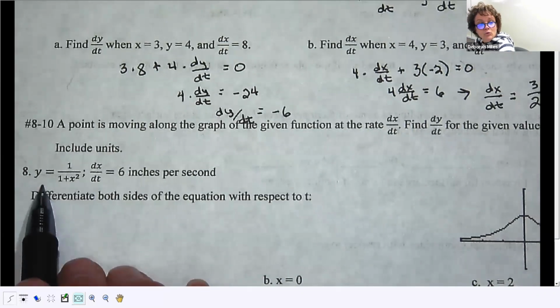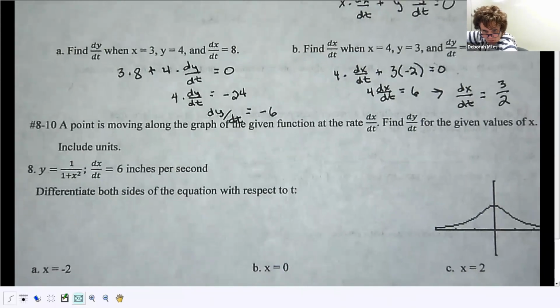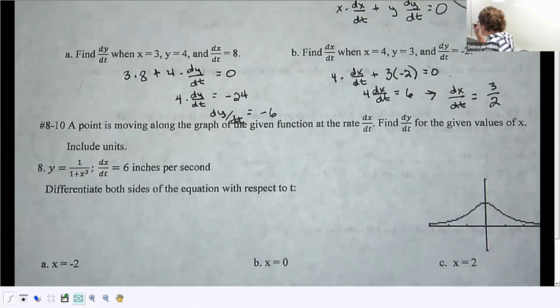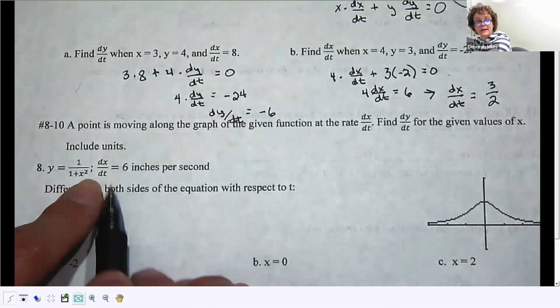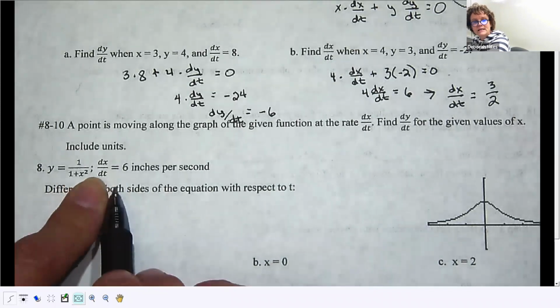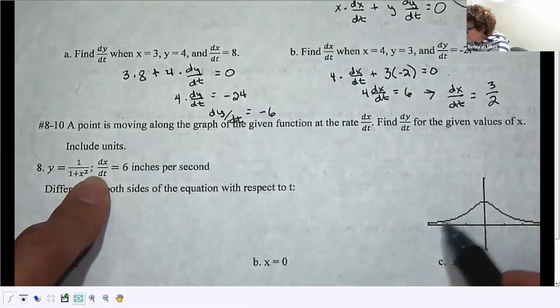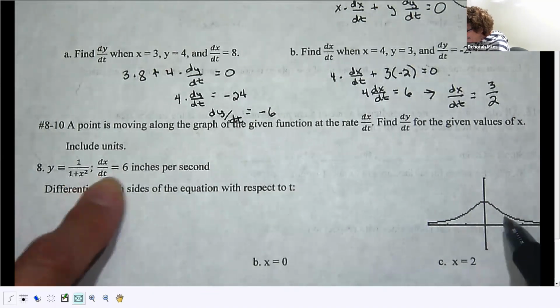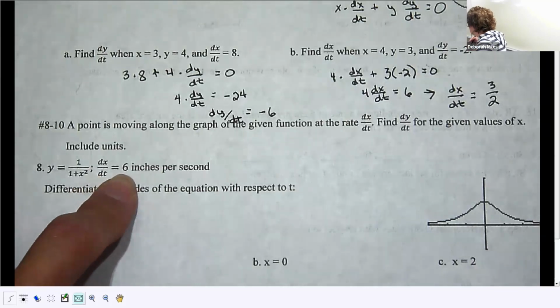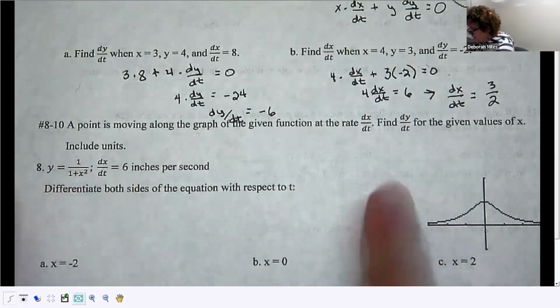Number 8 is y equals 1 over 1 plus x squared. I went ahead and graphed that for you so we can better imagine a marble rolling along that curve. And the change in horizontal distance with respect to time is dx over dt, and we're given that dx over dt is 6 inches per second. So this marble is going to roll uphill to some peak and then downhill, and it's rolling at some constant rate of 6 inches per second. We want to know how the height is changing at some particular time.